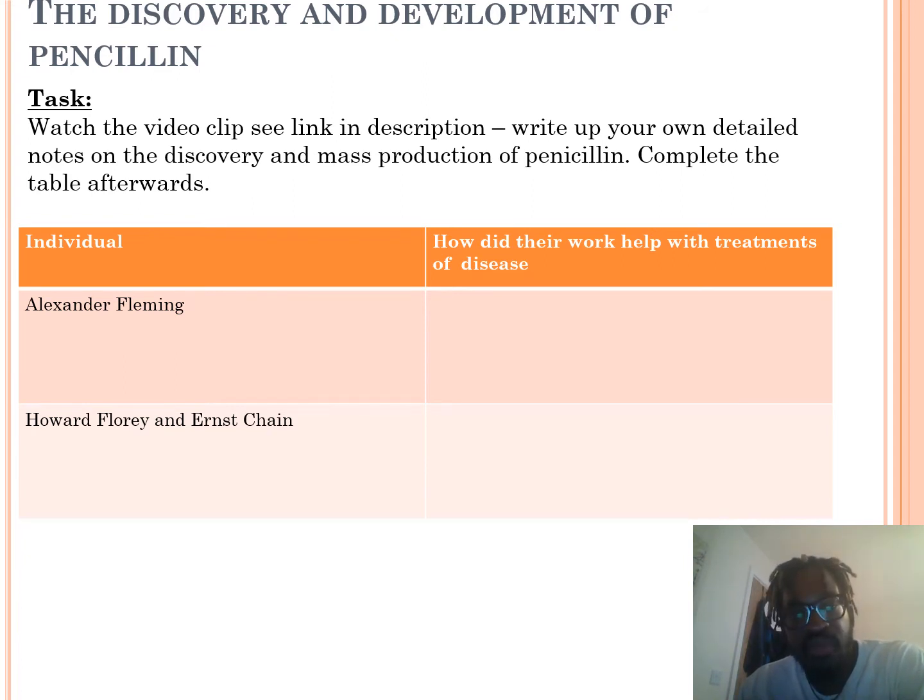But for each of the individuals, Fleming, Florey and Chain, I've put how did their work help with treatments of disease. So essentially complete the table for each individual. What did they do and how did that help in terms of treating disease? For this particular section here, be detailed. The more detail you have on penicillin, the better.